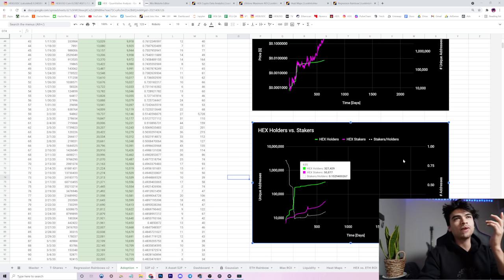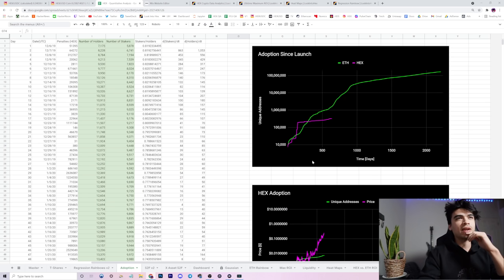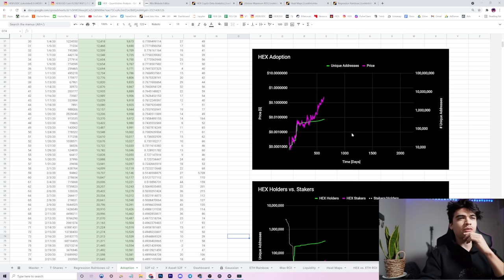So again, we can have fun with this. I'm still kind of debating on which ones. The HEX versus ETH one looks good. I mean, yeah, we can do that.